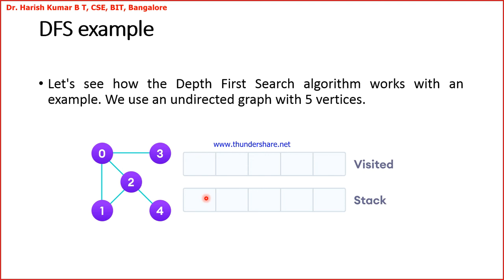So this is the only node now. I'll add 0 to the stack, and this is the top of the stack now. Right now this is the only node on the stack. That means I have to visit this. Now 0 is added here. I visited 0, and I'll add it to the visited list.